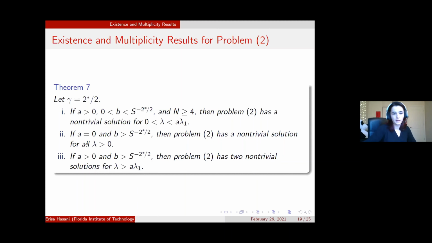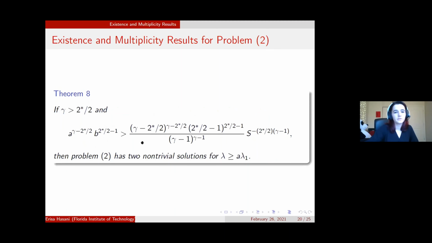For the cases where A is equal to 0 and B is bigger than that number, we get a non-trivial solution for all lambda positive. In the case where A is positive and B is again bigger than that number, we get two non-trivial solutions for lambda bigger than A lambda 1. And for the case where gamma is bigger than 2 star over 2, we get two non-trivial solutions again for lambda bigger or equal than A lambda 1, given that our parameters satisfy this inequality.